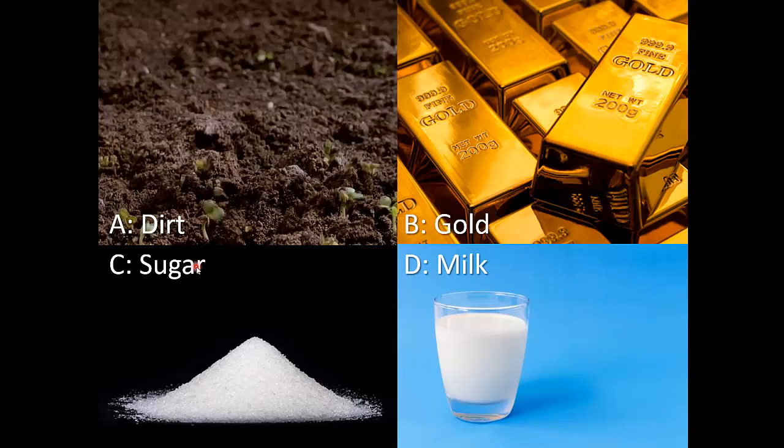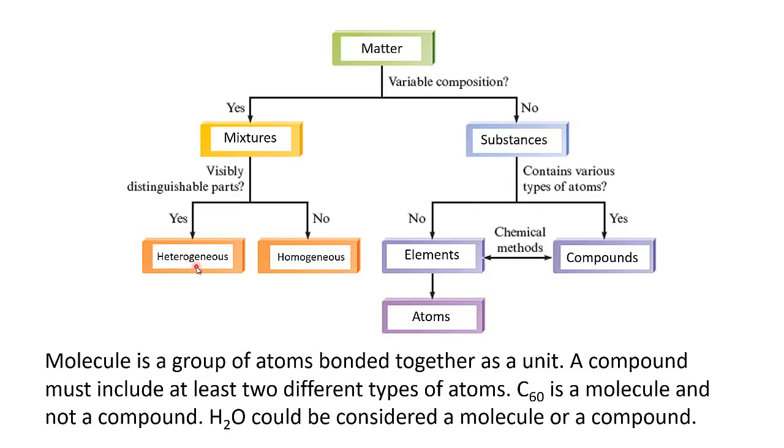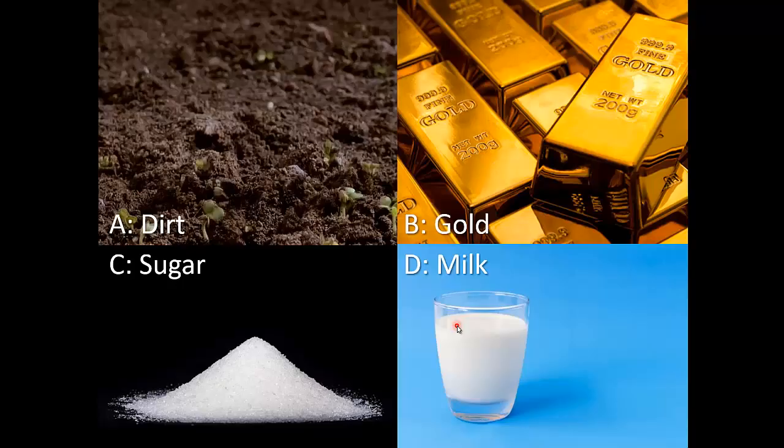Then with gold, we're going to ask the question, what is it? Does it have variable composition? No. So it's a substance. Does it contain various types of atoms? Is there anything else in the gold bar? Now, technically, yes, but that thing does say 99.99% pure or something like that. So we're going to assume for the sake of this lecture that no, it's gold, and it's an element. Specifically, it's got gold atoms. So gold is an element. Okay.